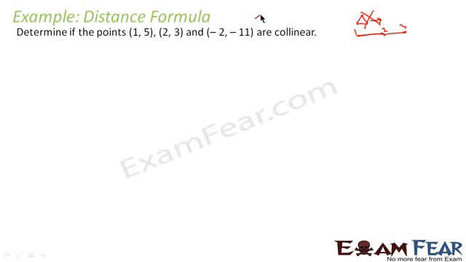See, if the points are not collinear, they will form a triangle. So in that case, the distance between 1 and 2 plus the distance between 2 and 3 will not be equal to the distance between 1 and 3. But the moment you talk about a straight line, the distance between points 1 and 2 plus the distance between 2 and 3 will have to be equal to the distance between 1 and 3. Correct? So in this approach, we can just find the distances between the points and then tell whether they are collinear or not. Correct?